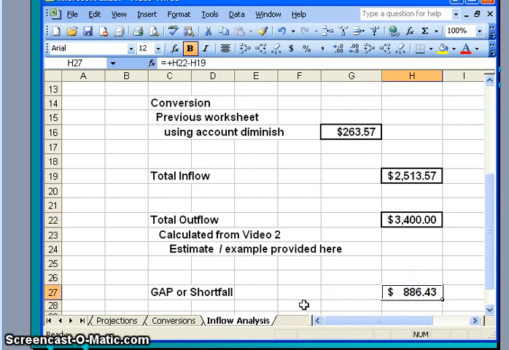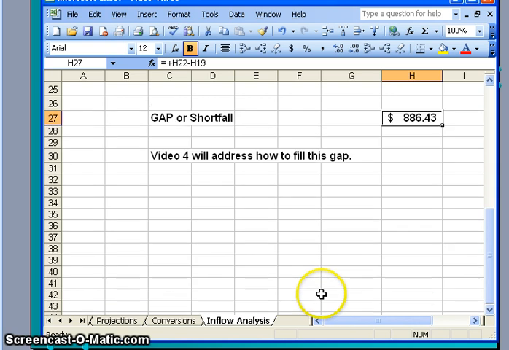So what we want to do is identify what we have today, what it could grow to in the future, and what our future expenses are going to be. If there's a shortfall between revenue and expenses, then what we want to do is back into what we need to save today to be able to fill this gap, and that's what we're going to be covering in our 4th video.